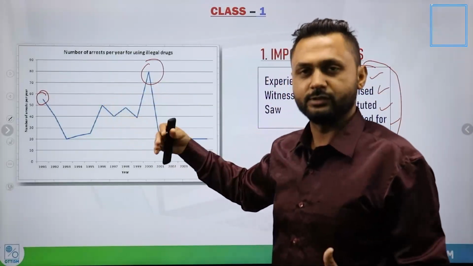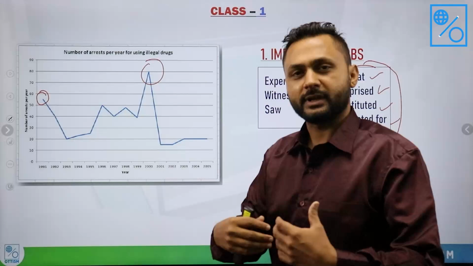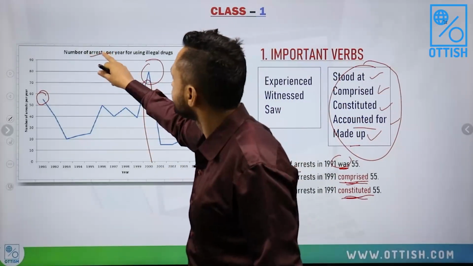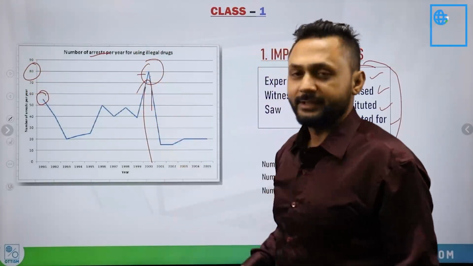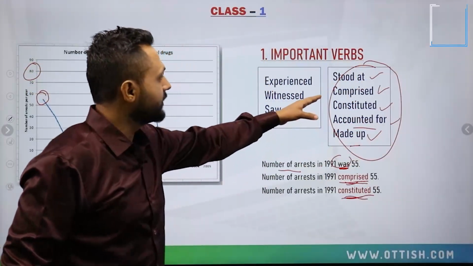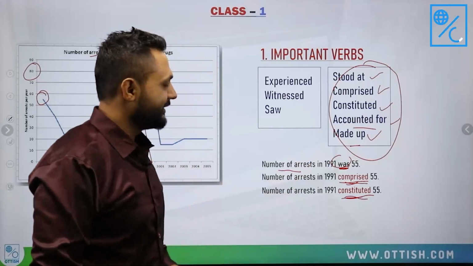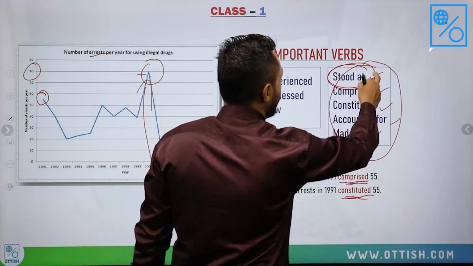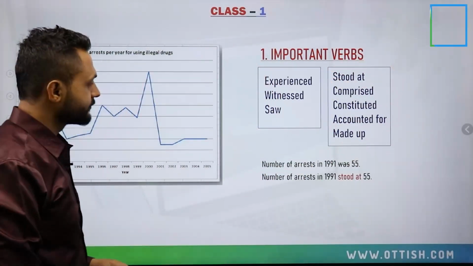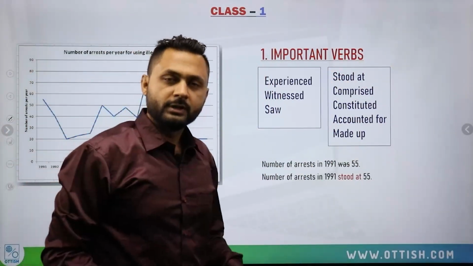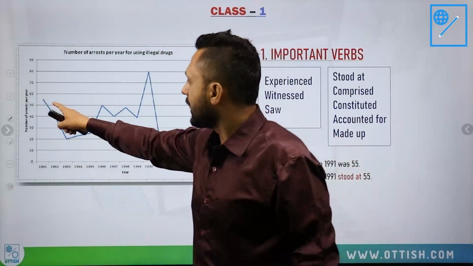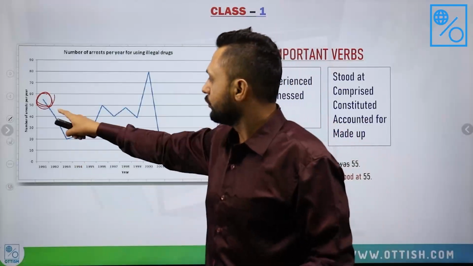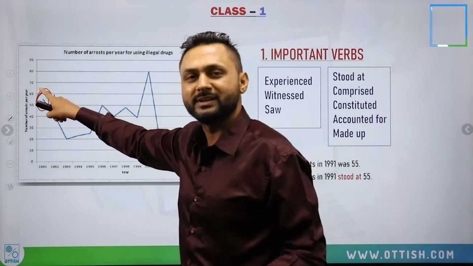So you can even write number of arrests was 80. That is not an issue, that is not a problem, but because we want to show off our vocabulary, what do we do is in 2000 number of arrests was 80. It's exactly 80 here. Okay, so these are the verbs that you must understand, and there is an exception here, and the exception is this verb stood at. So this verb can be used when you are talking about the initial data.